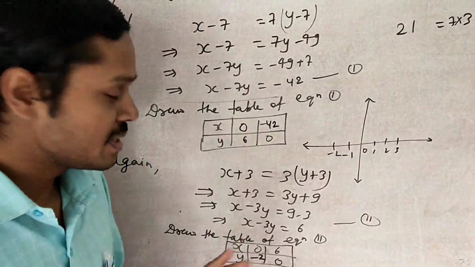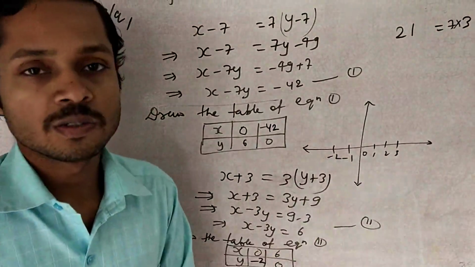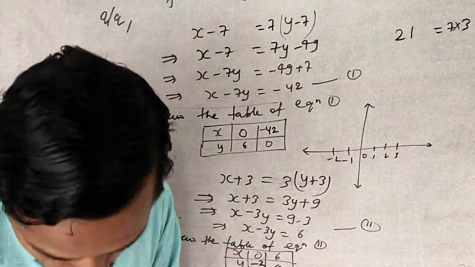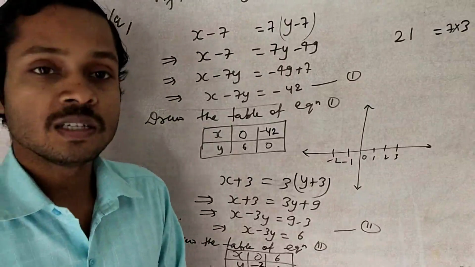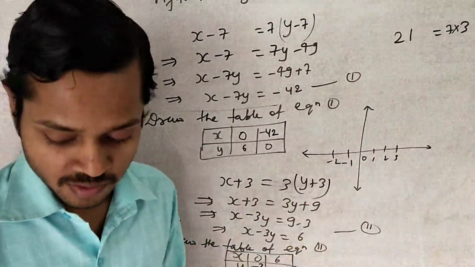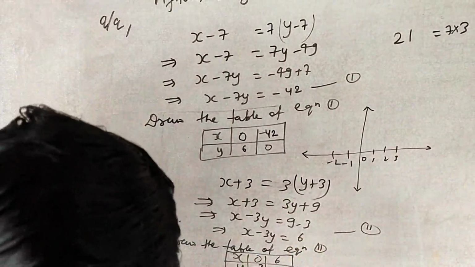These are called algebraic solutions. These are called graphical solutions. According to this one, you can solve the next questions also. Clear? I am solving only hints. I am giving only hints.